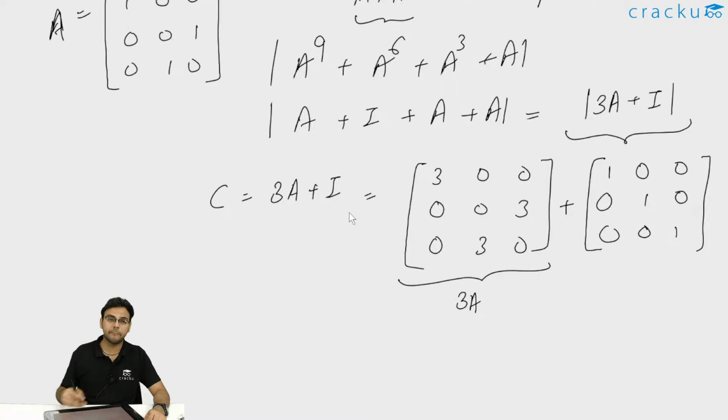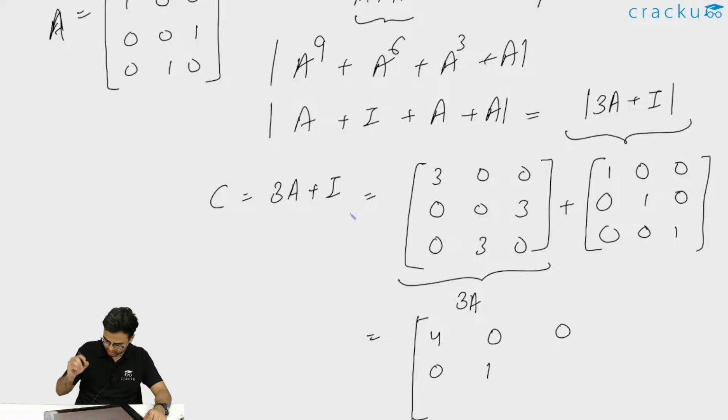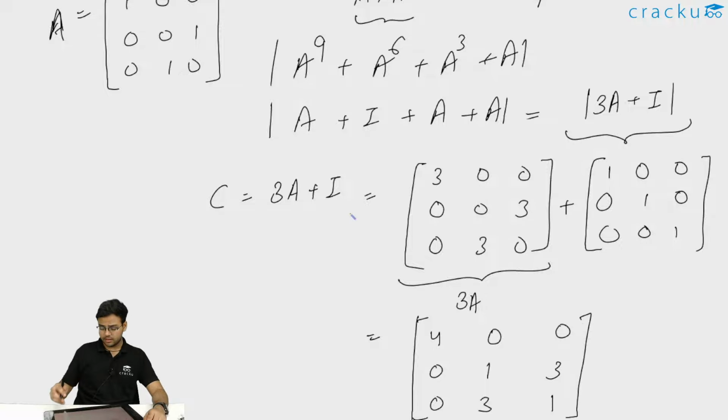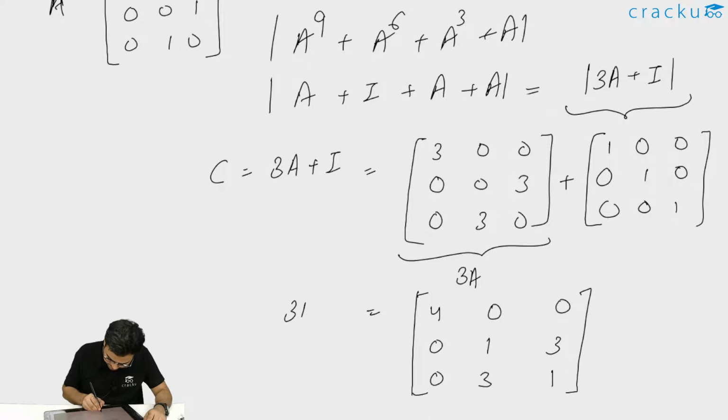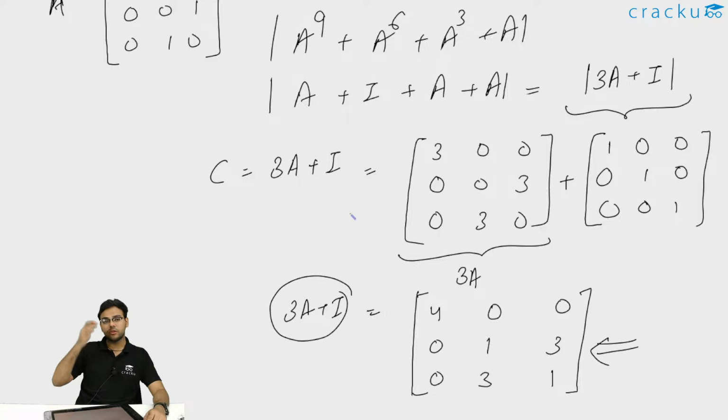Again I have to do the matrix addition here. 3 plus 1 is 4, then we have 0 and 0 again. Then 0 again, then 0 plus 1 is 1, and 3 plus 0 is again 3. Then we have 0 plus 0 is 0, 3 plus 0 is 3 and 0 plus 1 is 1. So our 3A plus I matrix is this one: [4 0 0; 0 1 3; 0 3 1].